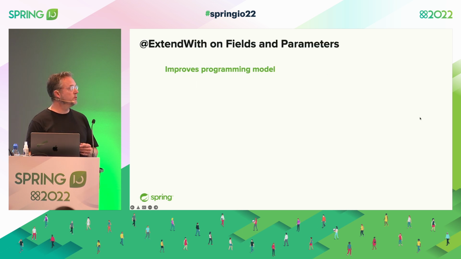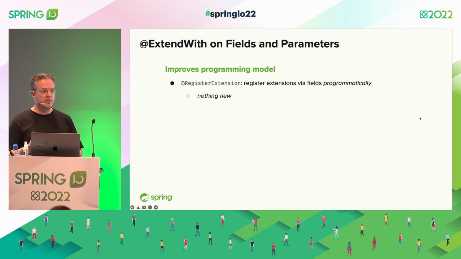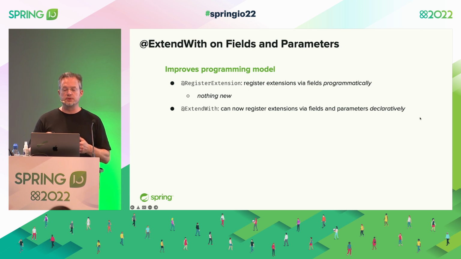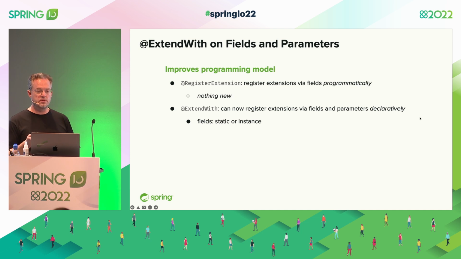So this is more of an improvement for the programming model in general, maybe for yourself if you're writing your own extensions, or for third parties who are providing extensions for you. @ExtendWith can now be declared on fields and on parameters. So previously we had @RegisterExtension. You could use that to register extensions programmatically, kind of like the rule support in JUnit 4. That's nothing new, and the new part is that ExtendWith can also now be used to register extensions on fields and parameters, but this is a declarative approach, just like you would do at the class level or the test method level. For fields, they can be both static or instance, and they get different scope.